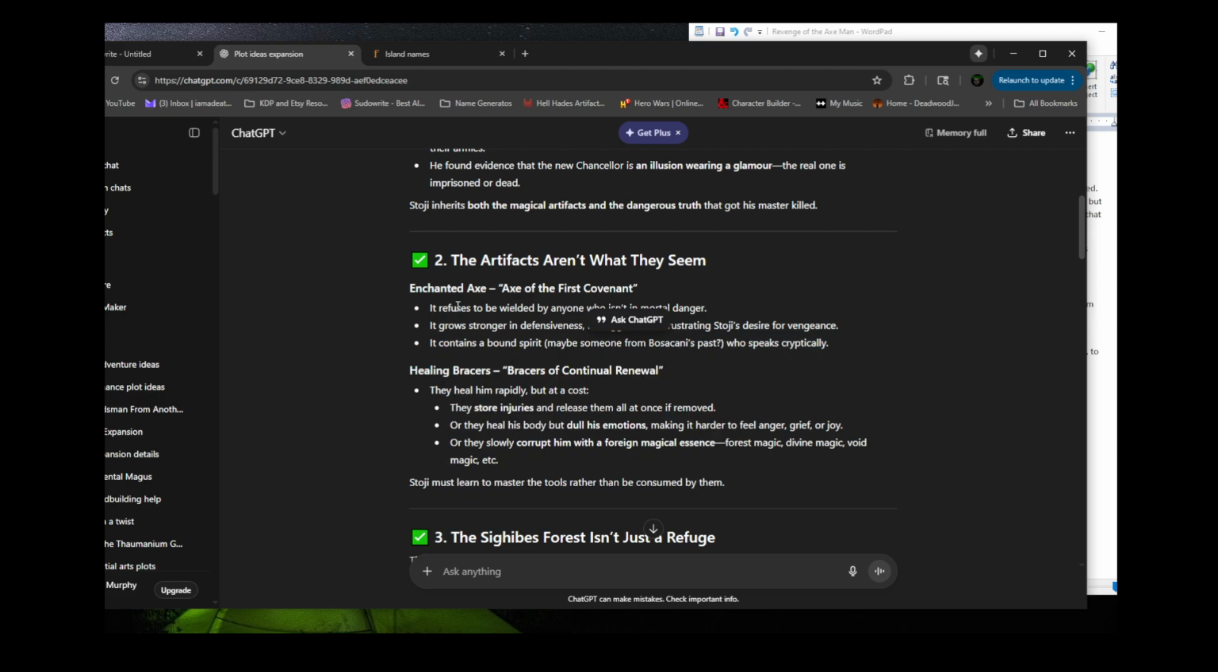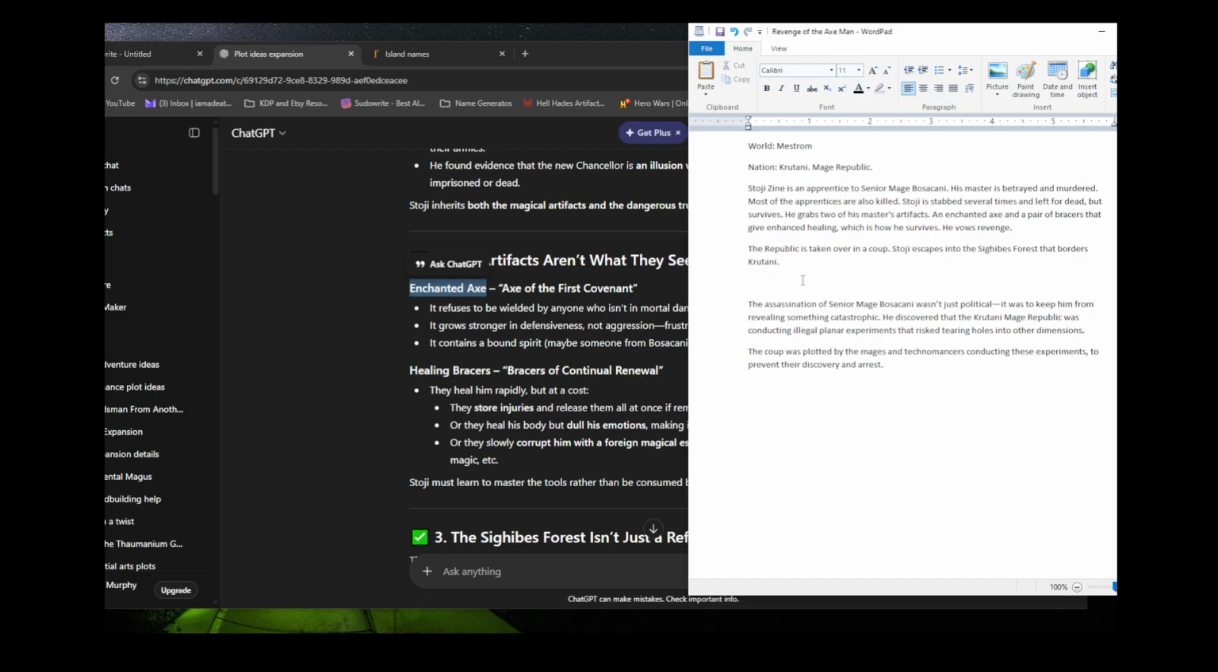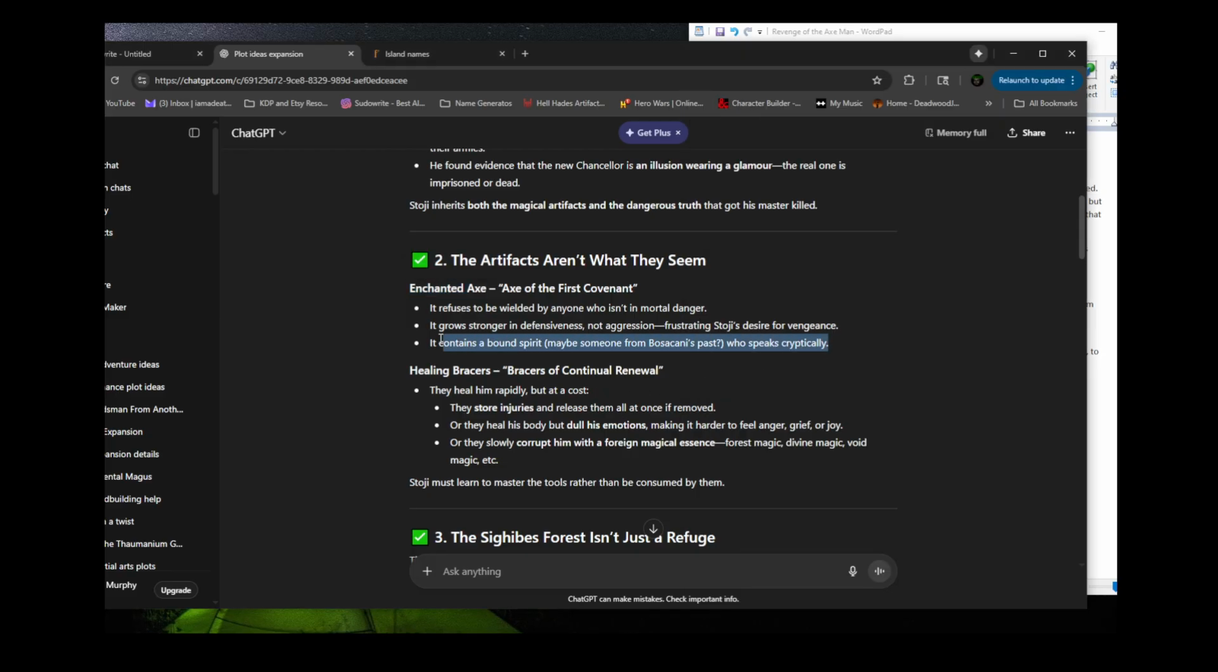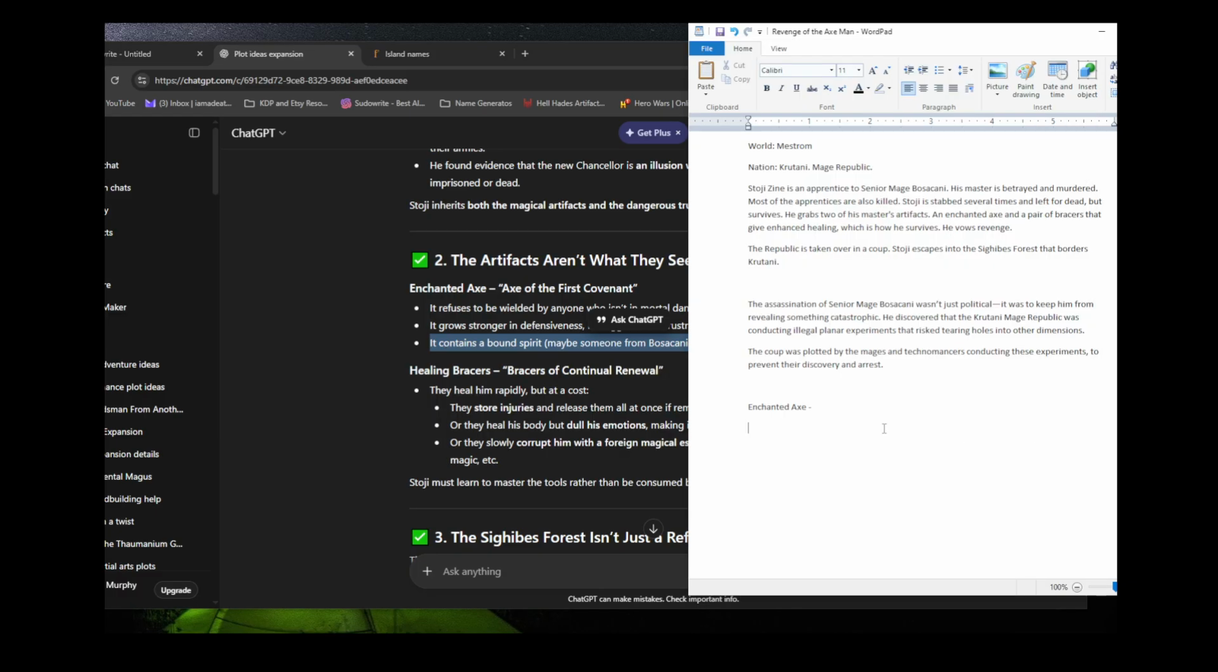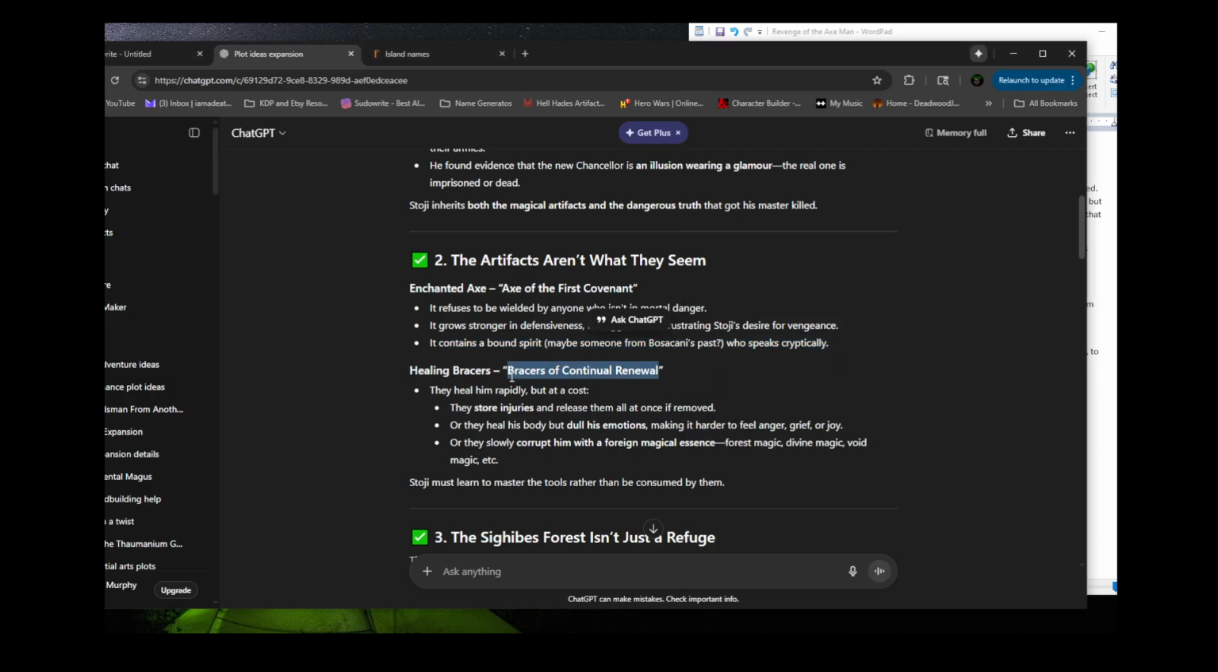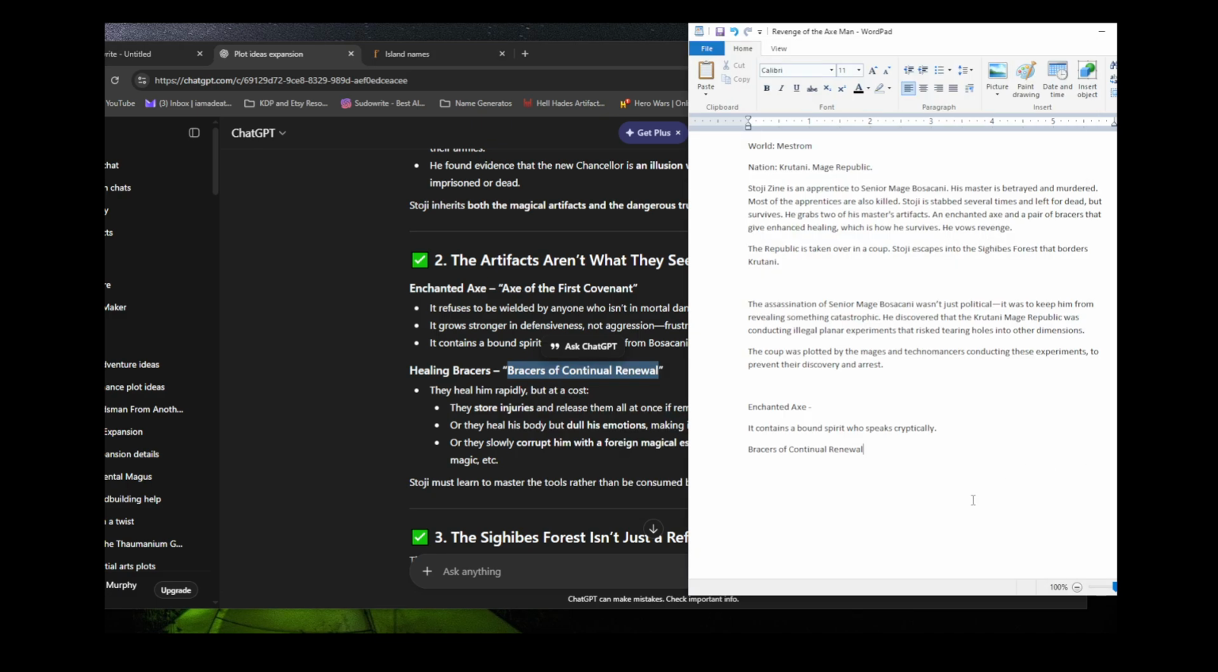So the Axe of the First Covenant, I don't know about the name, but the enchanted axe, we can go ahead and say, we'll go ahead and hold off on the name. Contains a bound spirit, though, who speaks cryptically. That I do like. And the Bracers of Continual Renewal, that, I think, is a perfectly good name.